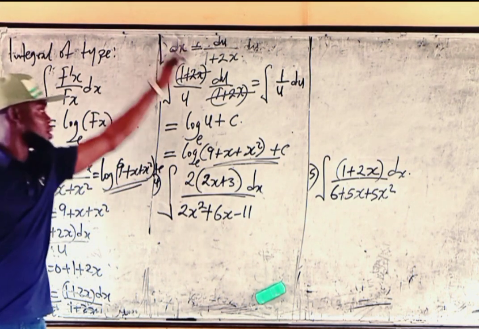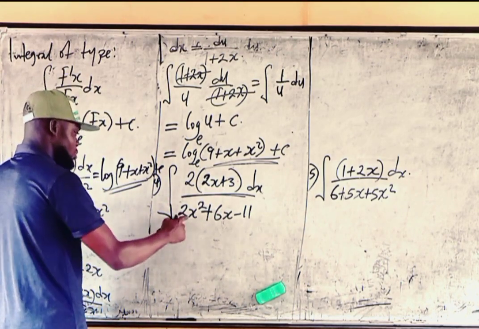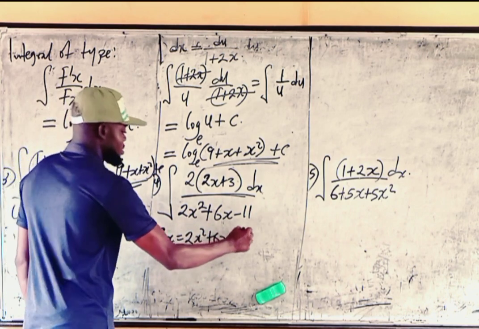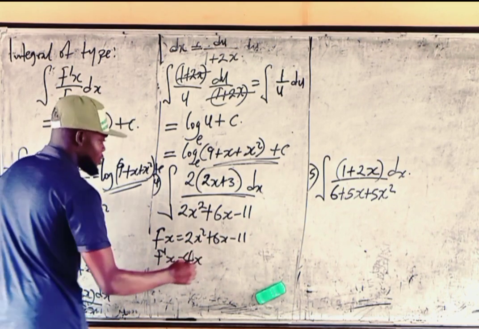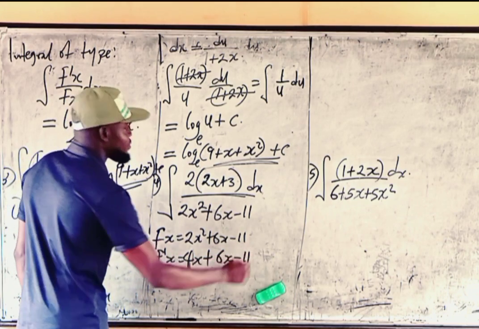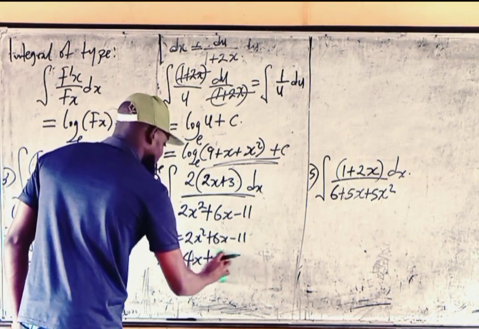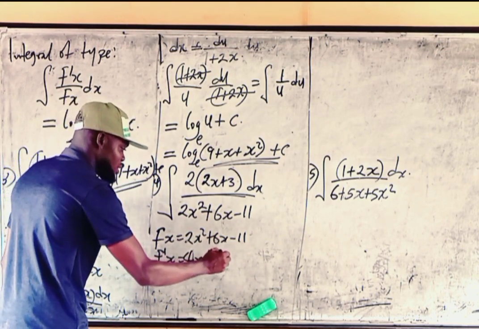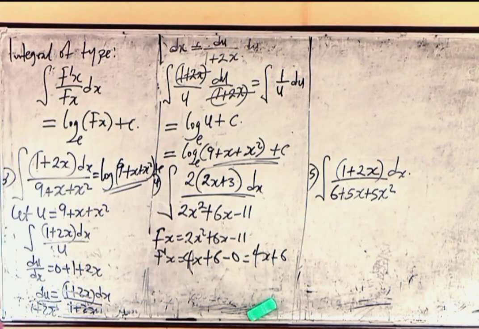So we have to be following this long procedure. Now let's look at this. The denominator of this one, our f of x, is 2x squared plus 6x minus 11. So if you differentiate that: differentiate 2x squared, you're going to have 4x. Differentiate 6x, you're going to have 6. Differentiate 11, you're going to have nothing. That equals 4x plus 6. That's what you're going to have.